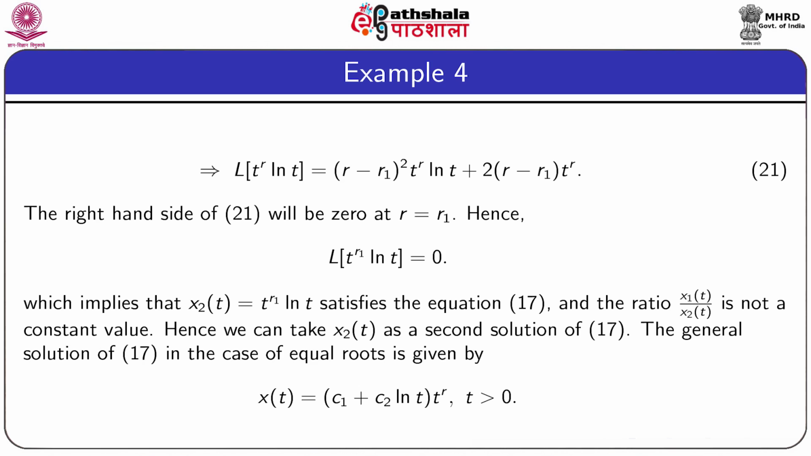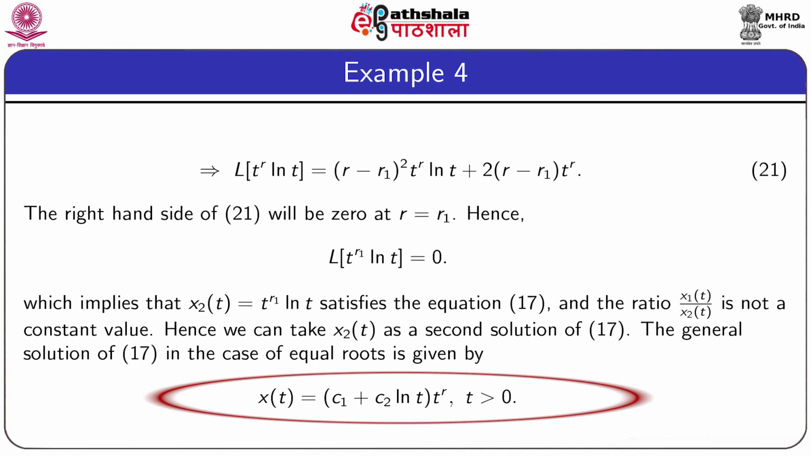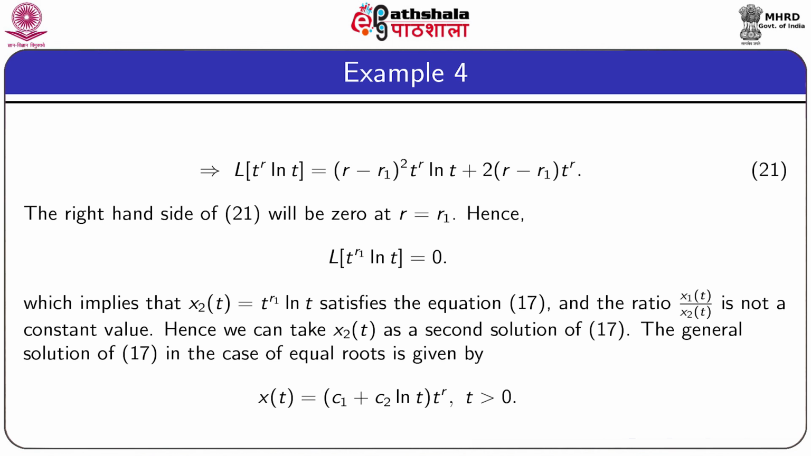The general solution of 17 in the case of equal roots is therefore given by x(t) equal to (c1 plus c2 ln t) multiplied by t to the power r, where t is positive.